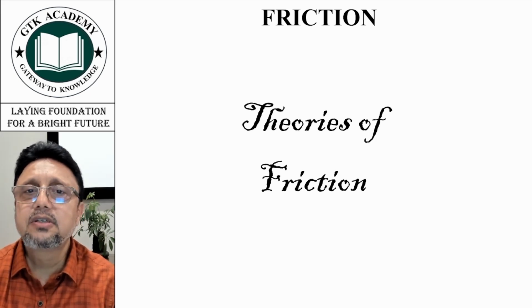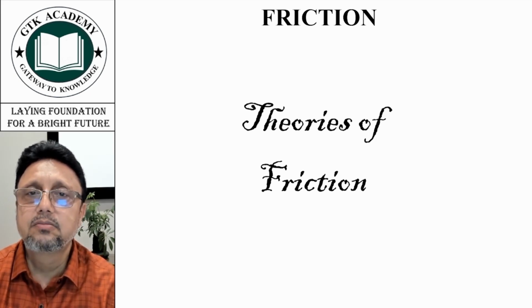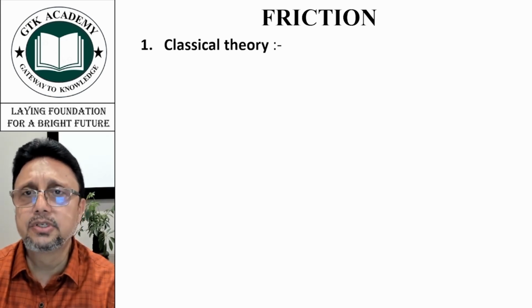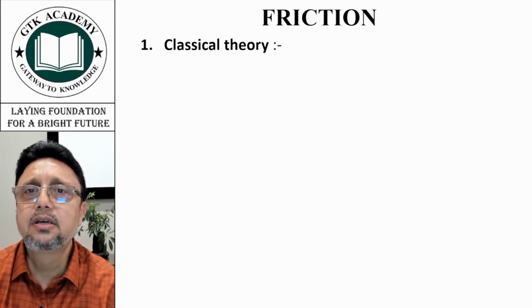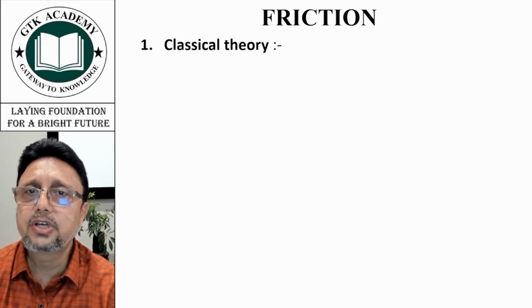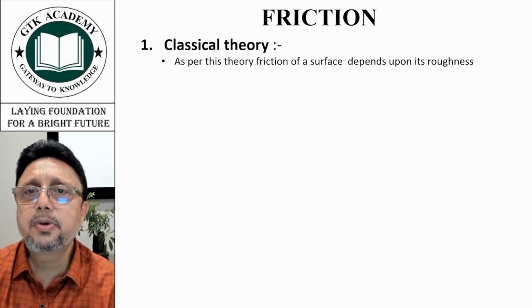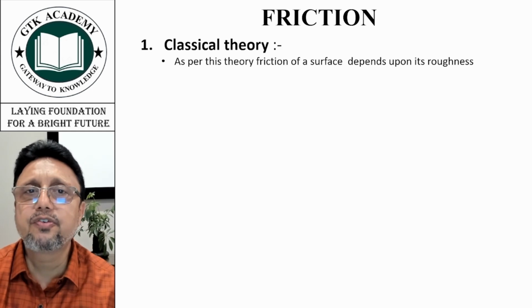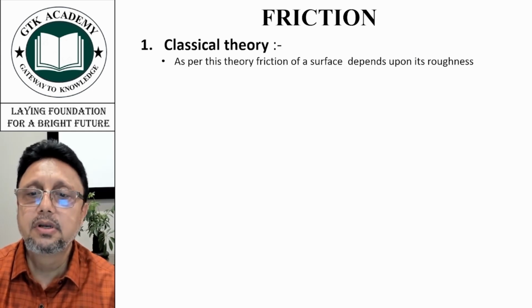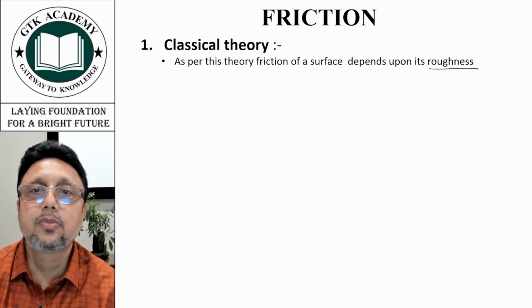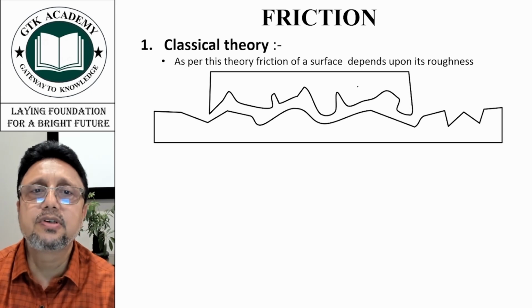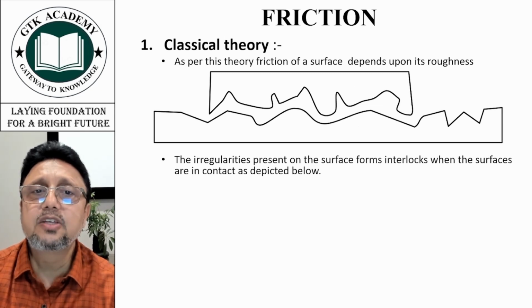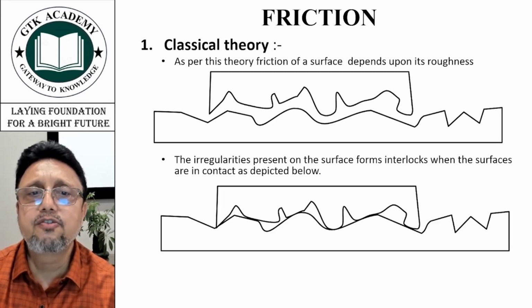Now let us discuss the theories of friction. Basically, I am going to discuss two theories here. First, the classical or conventional theory, which was prevalent for a long time. As per classical theory, friction of a surface depends upon its roughness. Like what I had discussed just now, this is one surface and this is another surface. The irregularities present on the surface form interlocks.